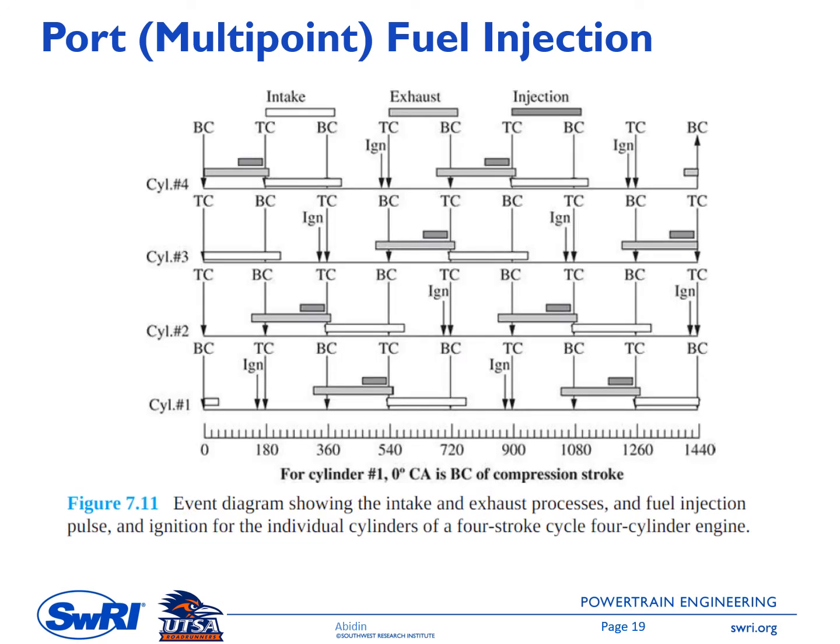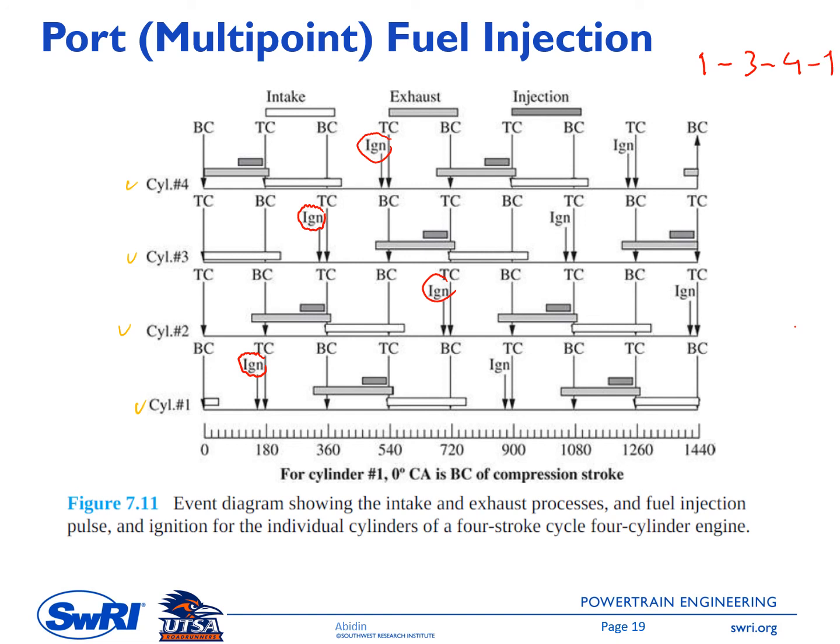This is an example of an event diagram showing the intake and exhaust processes along with the fuel injection pulse and ignition for the individual cylinders of a 4-stroke cycle, 4-cylinder engine. So we have cylinder number 1, and then 2, 3, 4. First, looking at the order of the ignition, let's start with cylinder number 1. We have ignition here, and after that it goes to cylinder number 3, then cylinder number 4, and then cylinder number 2. So the ignition order is 1, 3, 4, 2.